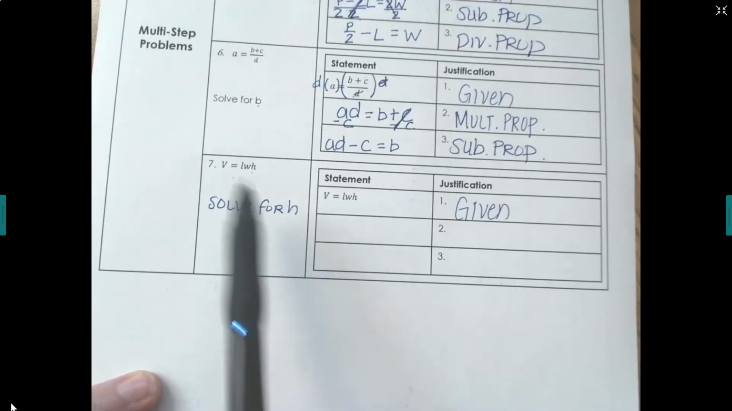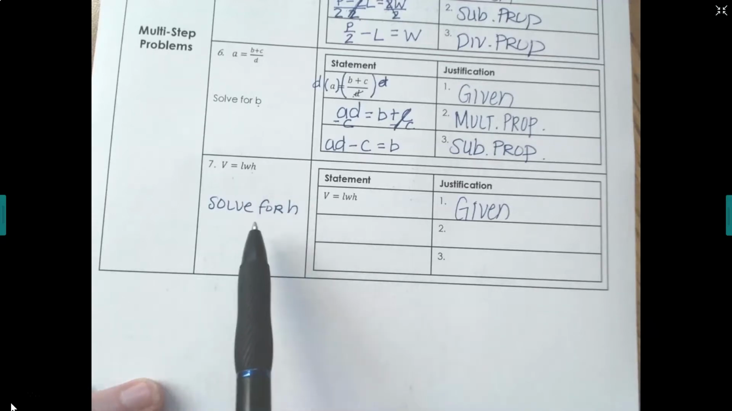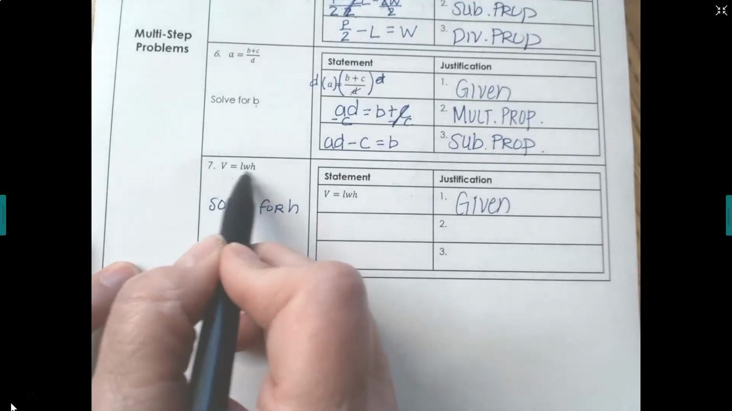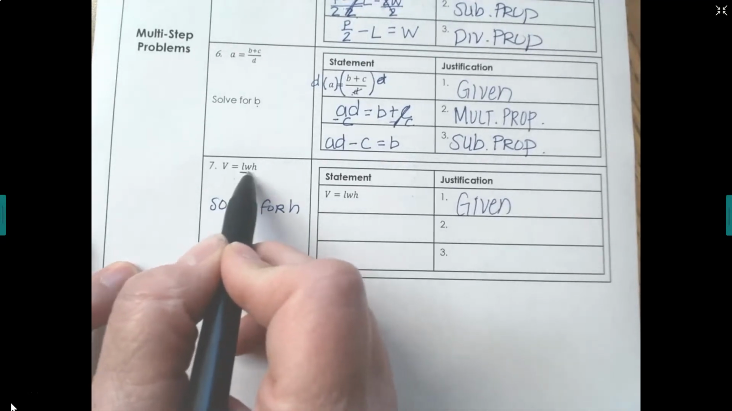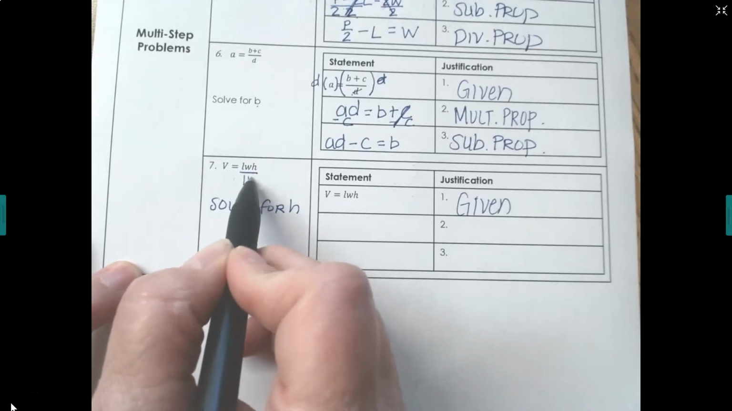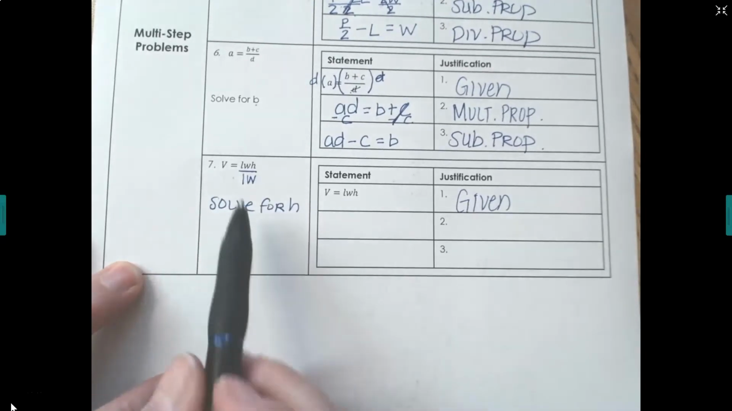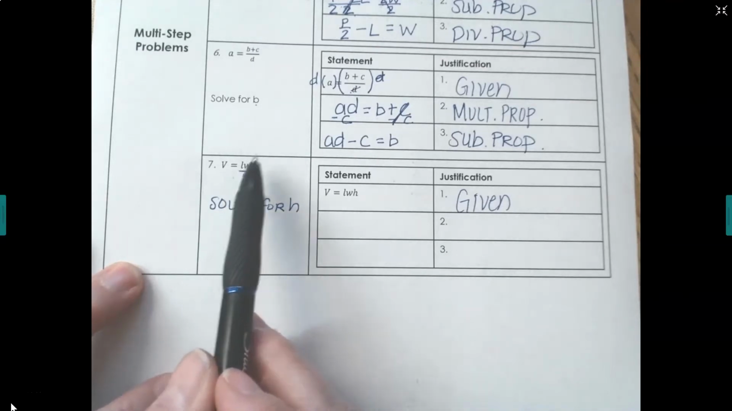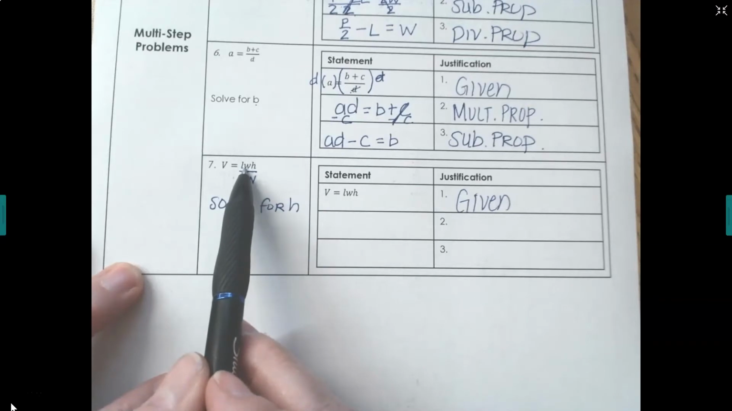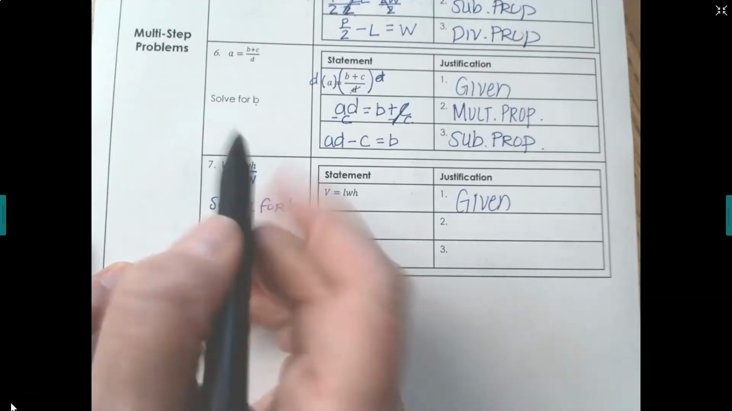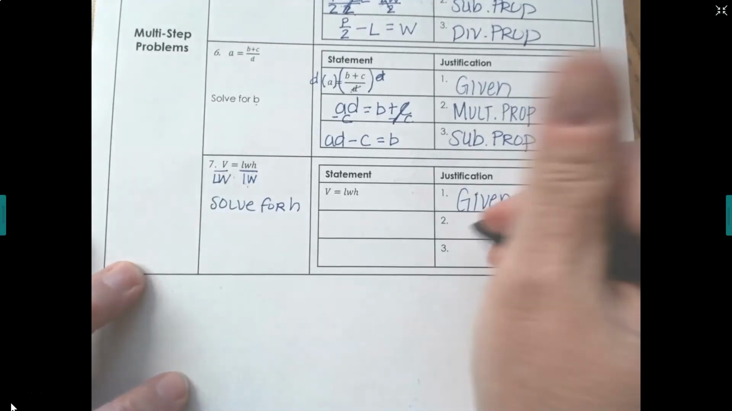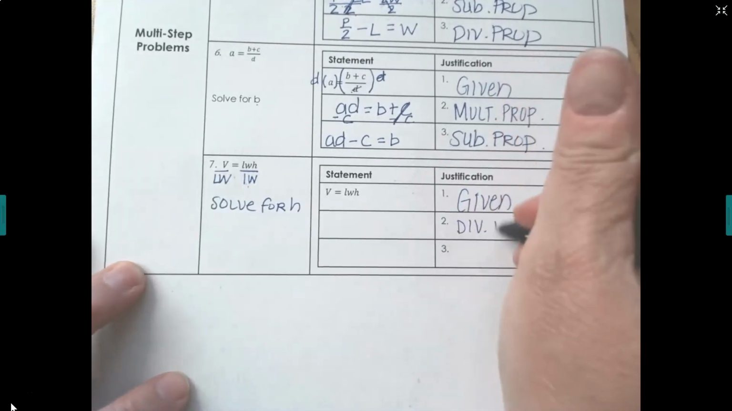I need H by itself. These are all multiplying together, so I can move them with the opposite operation of division. And what's nice is when it's one term like this and they're multiplying, I can do them both at the same time. I want L and W to go away to leave H by itself. And so this is L times W times H. So the opposite of the times is the division. So I'm going to divide this side by LW also. And the reason I'm allowed to do that is my division property.